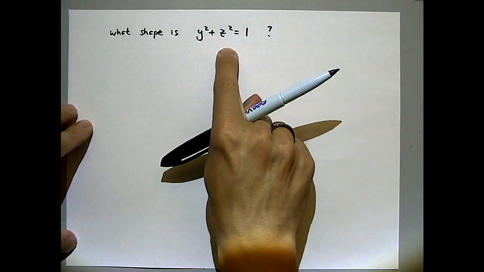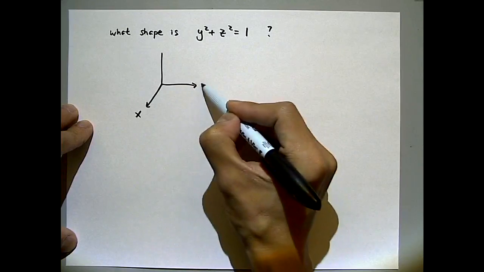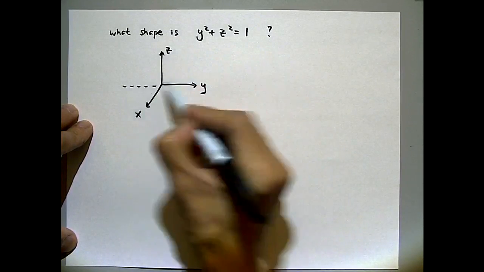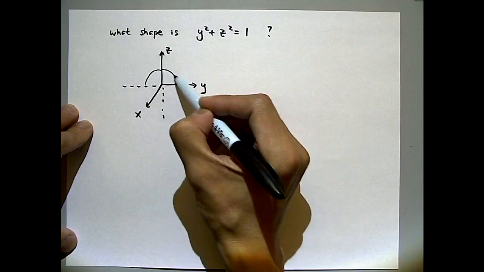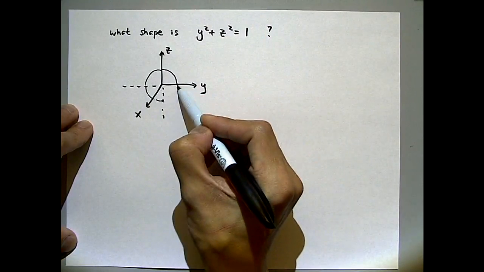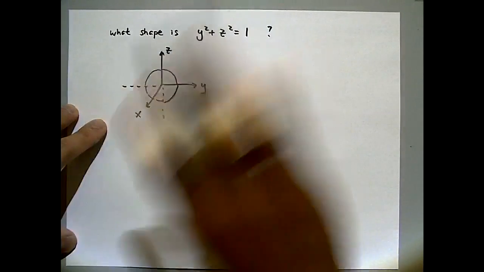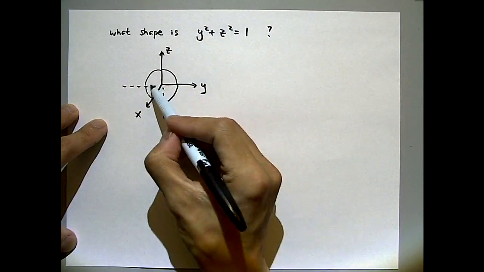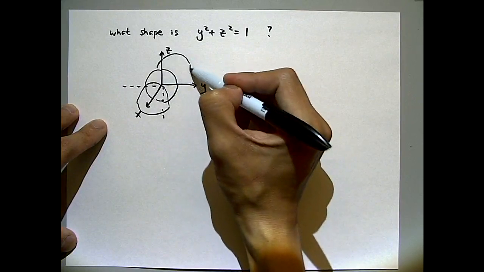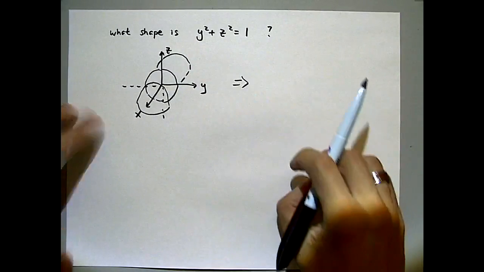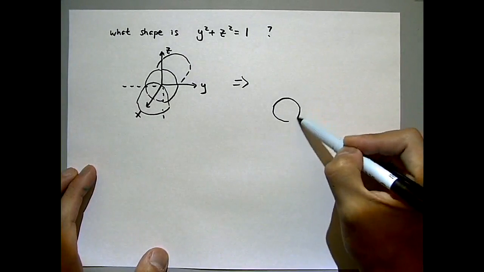There is no x in here. That means x doesn't really matter. So in our perspective view here, y squared plus z squared equal to 1 is a circle in the yz plane with a radius of 1. And for any value of x, I see exactly the same thing. So at x equal to 0, I see that. At x equal to 1, I see the same thing. At x equal to minus 1, for example, I see the same thing. So in the end, we stack all of these circles on top of each other, and we end up getting a pipe, which is a very good description.